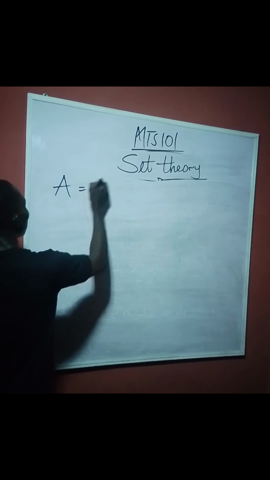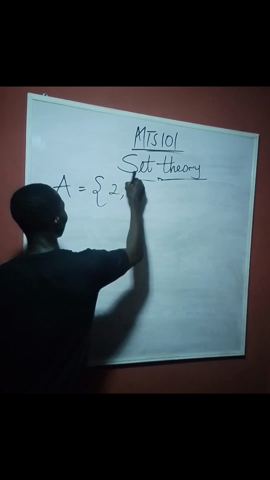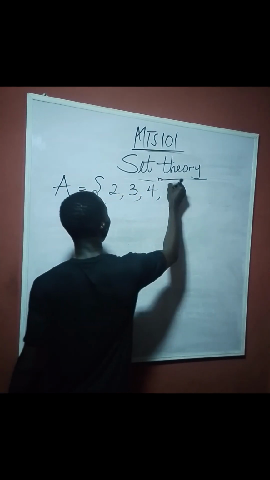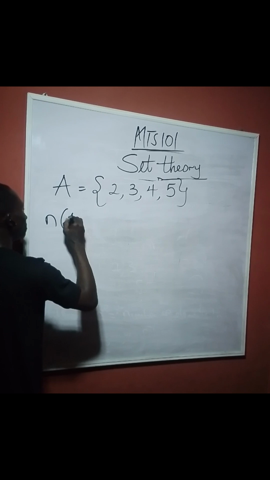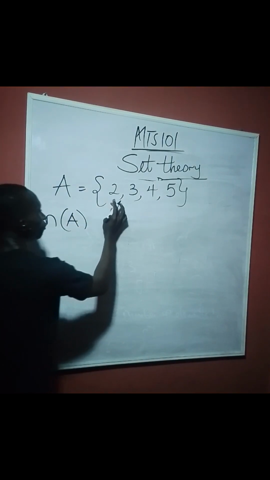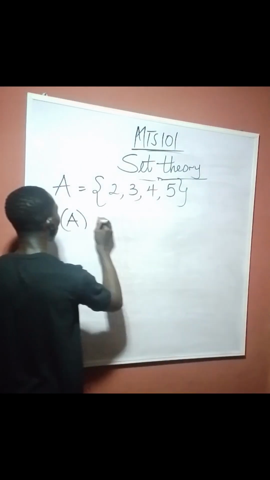Now, let's assume we have a set A which contains 2, 3, 4, and 5. That means that n(A), I told you that n means the number of elements in what? Now, when you see n(A), it means the number of elements in A, which is 1, 2, 3, 4.